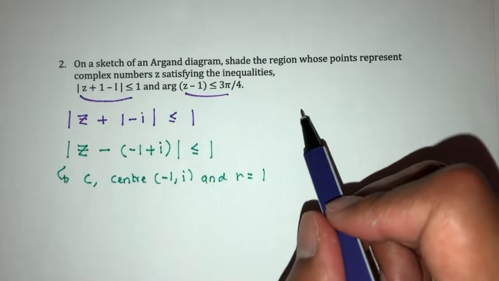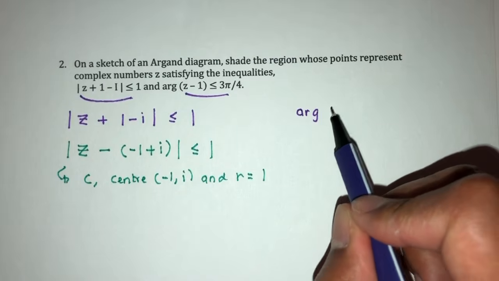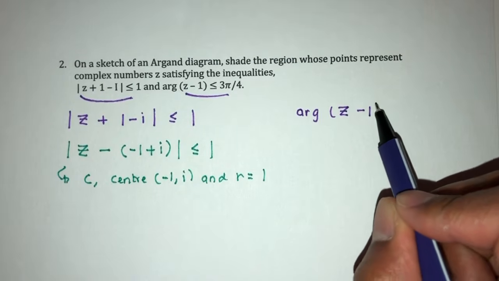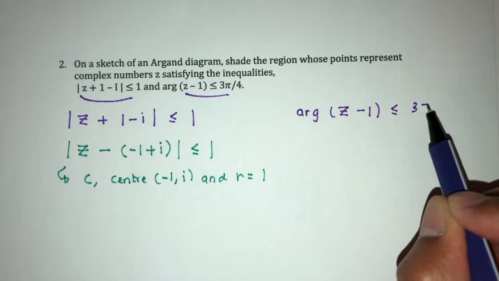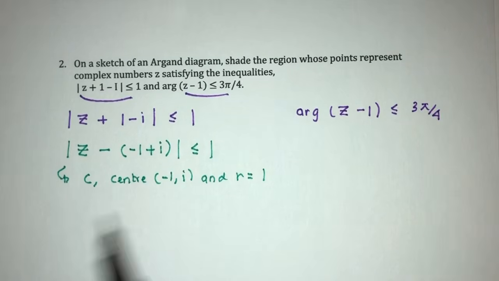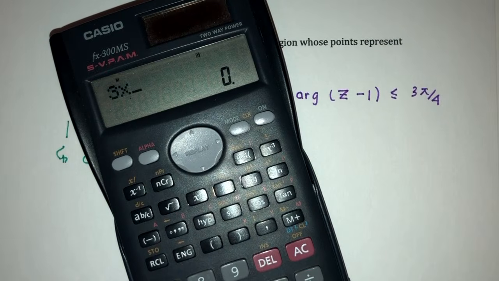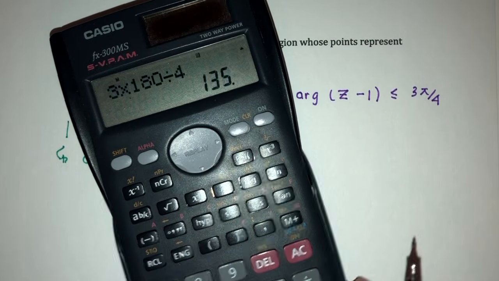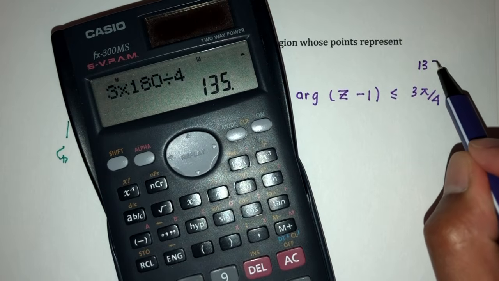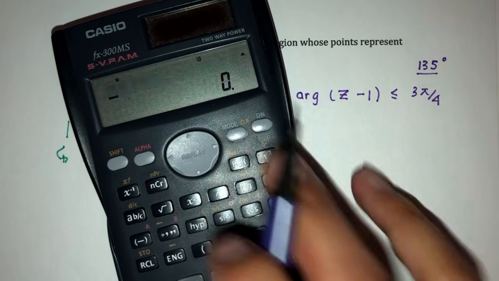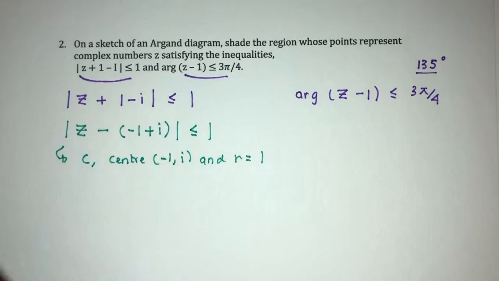Now for this one, the argument of z minus 1 is less than 3 pi over 4. Again, you can always find the value first. What is the angle here? 3 times pi, which is 180, divided by 4, that should be 135 degrees. Just an idea for you of what angle we have in this case.